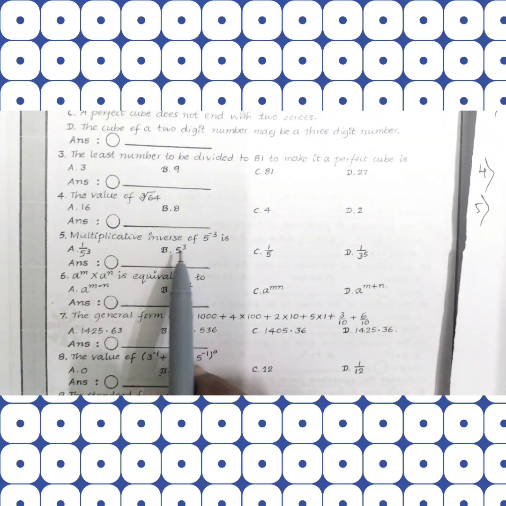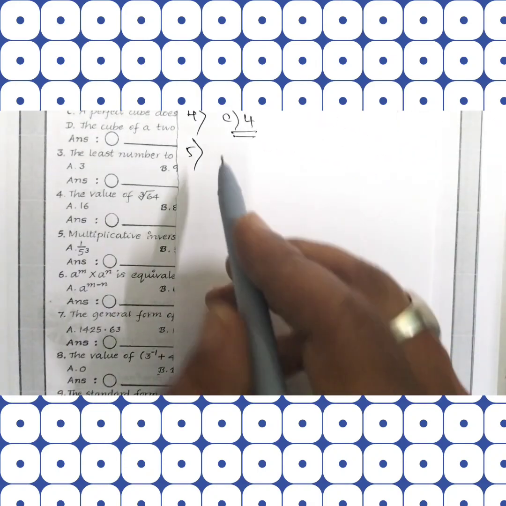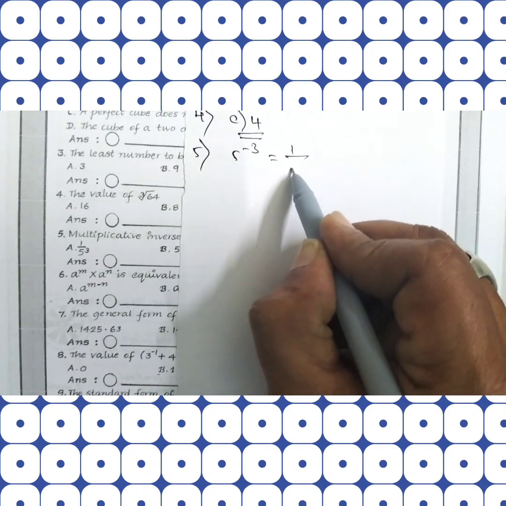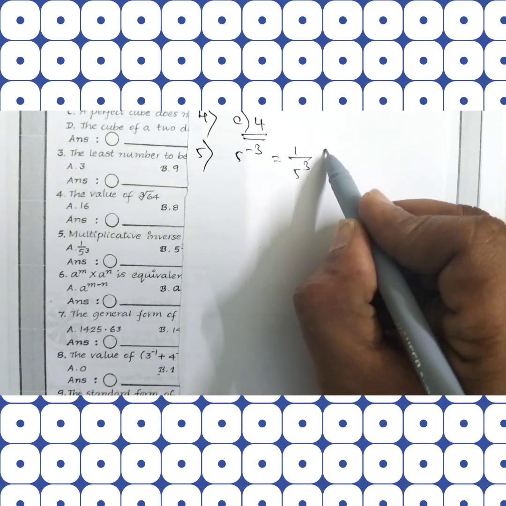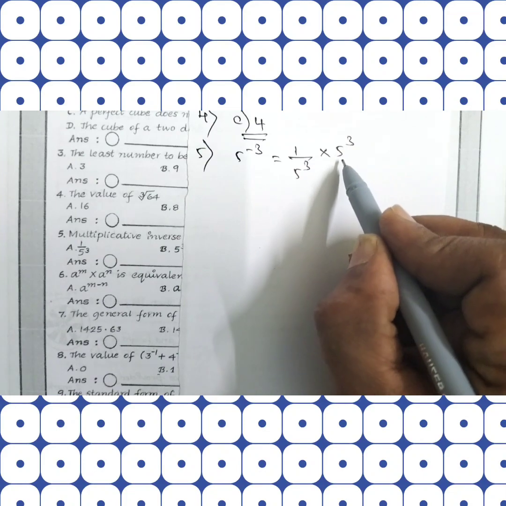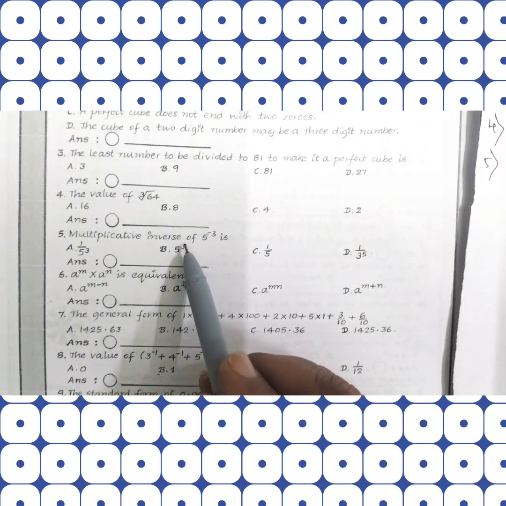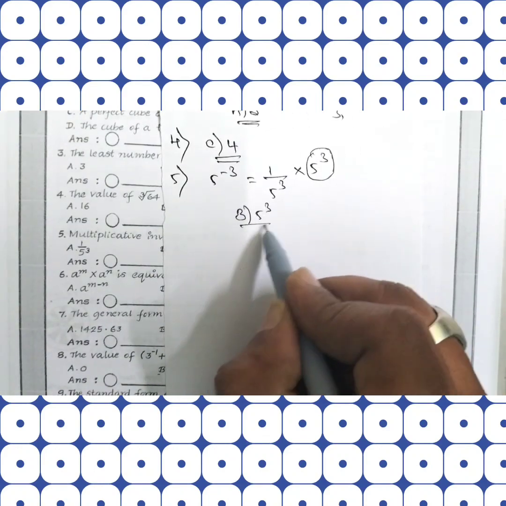Then coming to the fifth question, the multiplicative inverse of 5 to the power of minus 3 is. So 5 to the power of minus 3 can be written as 1 by 5 to the power of 3. So the multiplicative inverse of 1 by 5 to the power of 3 is 5 to the power of 3. Therefore the right answer is 5 to the power of 3. So where is 5 to the power of 3? Option B. So option B is the right answer.